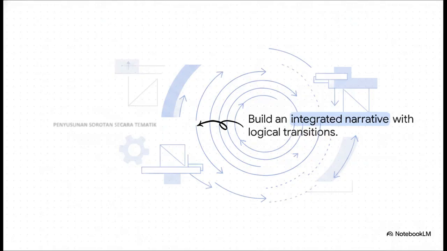And as you weave these themes together, remember your ultimate goal. You are building an integrated narrative. The flow between your ideas absolutely must be logical. Your transitions shouldn't just be abrupt, jarring jumps from one paragraph to the next. You need to build transitional bridges. Explain to the reader why you are moving from one theme to another. Is it to show a contrast, a progression, a specific focus? This logical progression is what ensures your review reads as a cohesive, compelling story rather than just a fragmented list of facts.